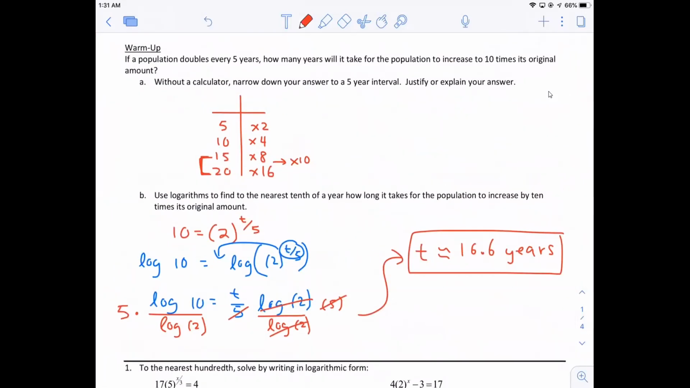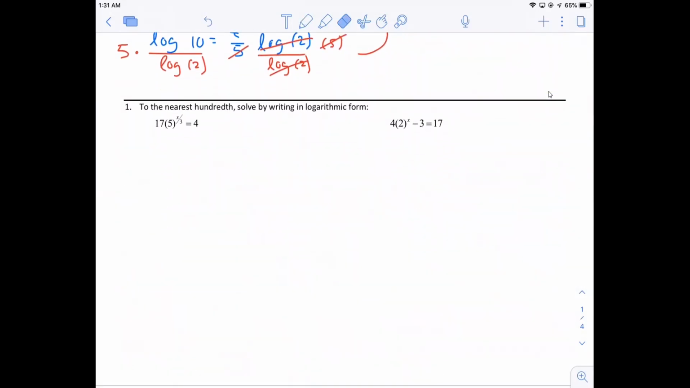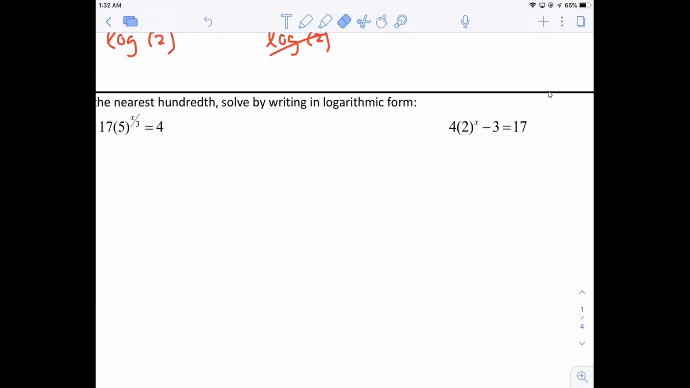Right, and that is definitely in line with our previous guess, or estimation, between 15 and 20 years: 16.6 years. All right, so number 1 down here, to the nearest hundredth, solve by writing in logarithmic form.